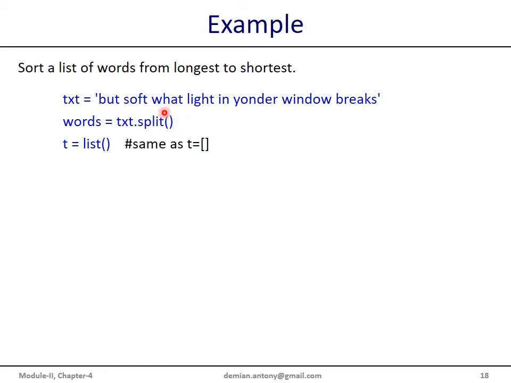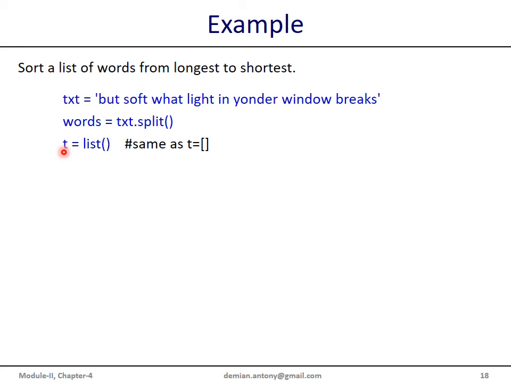This split function will return a list of strings which are present in a line of text. Thus words is a list containing all these words present in the line of text. The split will happen here based on the space. And next we create an empty list. This is a syntax. You can use t is equal to this notation, the square brackets. Since we don't pass any argument to a list function, it creates the empty list.